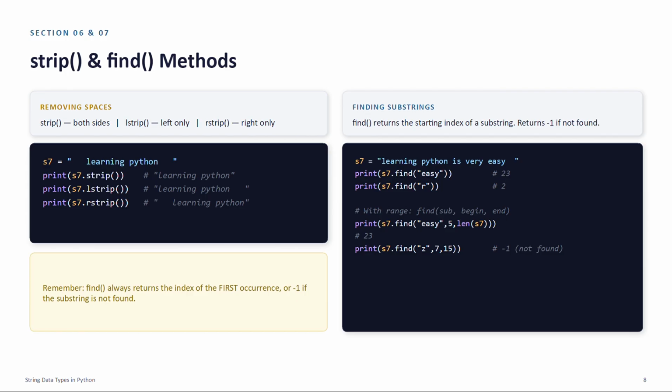So output should be 23. Again here I am using print s7 of find, that is, z is present or not. It starts from the 7th index number till the end of the index, which is 15. If it is not found, it will give the output -1. So you need to remember that the find function always returns the index of the first occurrence, or -1 if the substring is not found. I hope you will get it.